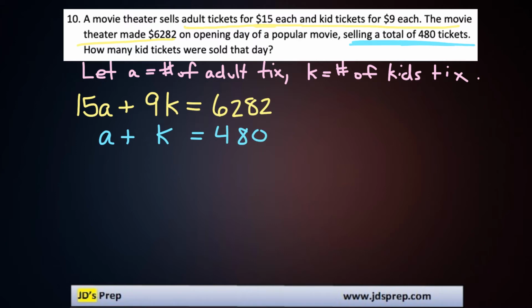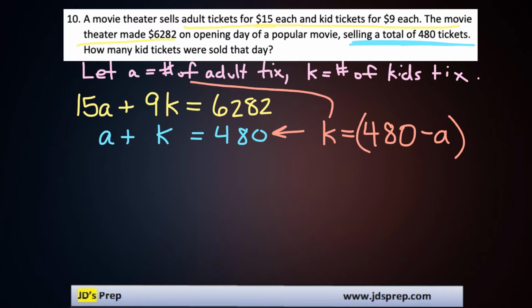Now, at this point, there are a couple different strategies we could utilize to solve this system of equations. One is the substitution method, where we could take this equation here and isolate the variable K. K would be equal to 480 minus A, and then we would replace K with that up in this yellow equation, and then solve for A. I'm actually going to do it a different way though. Let's go ahead and use the elimination method.